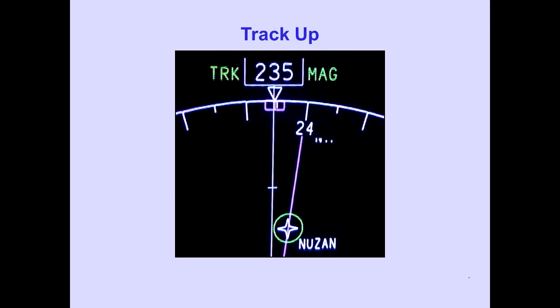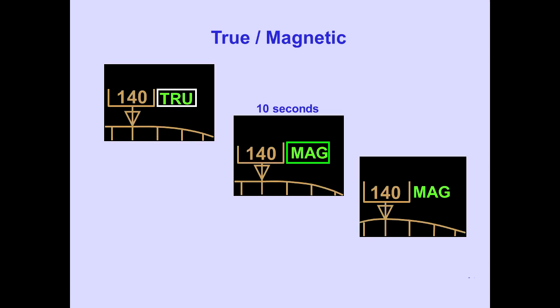Current track is displayed at the top center of the CRT in an open-top white box. TRK, track in green, is enunciated to the left of the box, and the track reference, magnetic MAG or true, is enunciated in green to the right of the box. The true enunciation is displayed in a white box. When changing to magnetic, the white box turns green for 10 seconds, then is no longer displayed.